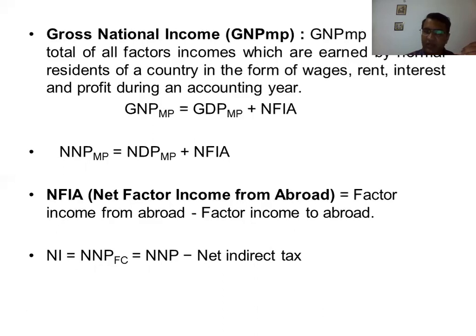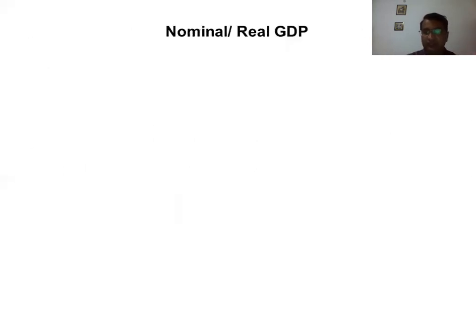In the same way, we can also calculate NDP at FC. NDP at MP is calculated already. If we reduce net indirect tax from that, the remaining is net domestic product at factor cost. Net domestic product at factor cost is the domestic income, and net national product at factor cost is the national income. So in this way, we can calculate the national income.